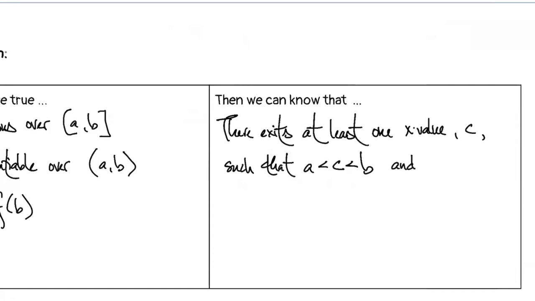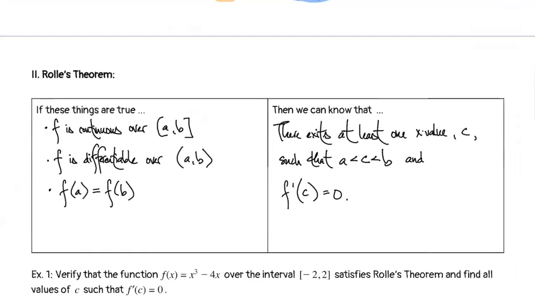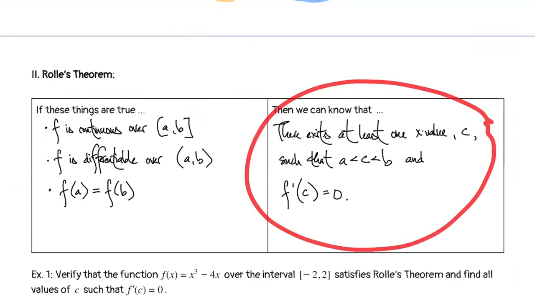And you know what else is true? f prime of c is going to equal 0. All right. So if we can say f is continuous, f is differentiable, f of a equals f of b, then every single time we know there's going to be at least one extrema in that interval.